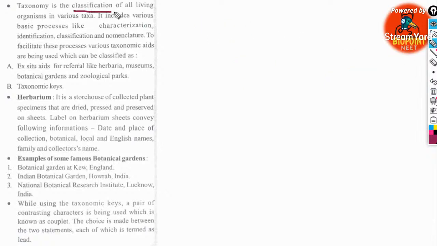What is taxonomy? It's the classification of all living organisms into various taxa. This taxonomy includes four different processes. First, characterization: we should characterize what an organism belongs to. After that, we should identify the organism. Identification. After that, classification. Characterization, identification, classification, and finally nomenclature, or the naming.